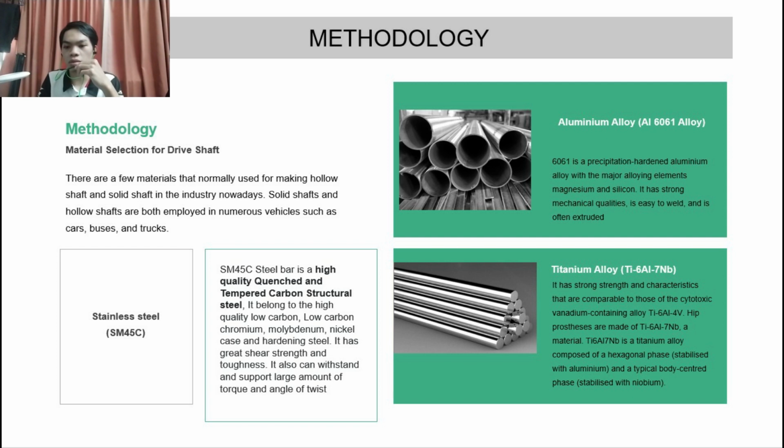The other one is aluminium alloy. It is a precipitation hardened aluminium alloy with the major alloying elements magnesium and silicon. It has strong mechanical qualities, is easy to weld, and is also often extruded. The last one is titanium alloy. It has strong strength and characteristics that are incomparable to those of the cytotoxic vanadium containing alloy. It is composed of a hexagonal phase with aluminium and a typical body centered phase stabilized with niobium.